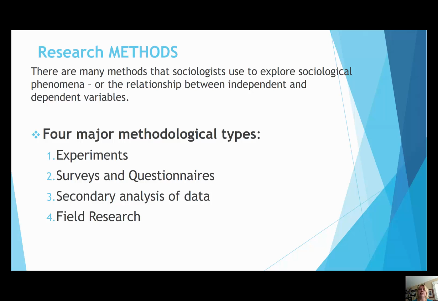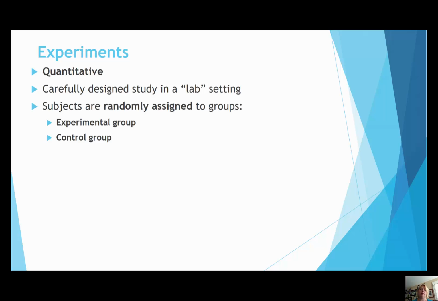And I'll give you a hint. Things are more quantitative at the top of this list and more qualitative at the bottom. Let's first talk about experiments. The most quantitative and the most likely to create a cause and effect or close to cause and effect relationship. Experiments are quantitative. They're carefully designed studies in a lab or a controlled setting or environment.